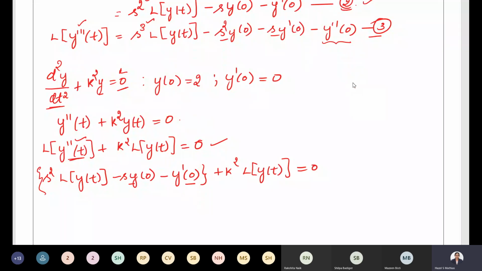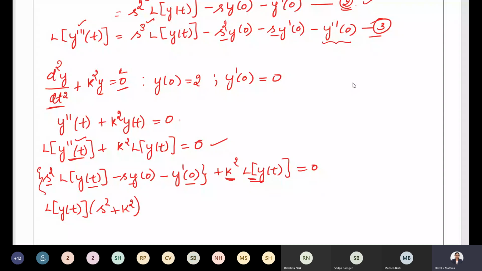Now after this, what we do is we combine the terms which have the same coefficient. For example, here you have Laplace transform of y of t, Laplace transform of y of t. So write the coefficient of Laplace transform of y of t. It is s square here, whereas here the coefficient will be k square. So it is s square plus k square. I have taken the coefficient of Laplace transform of y of t, that is s square over here and k square over here.